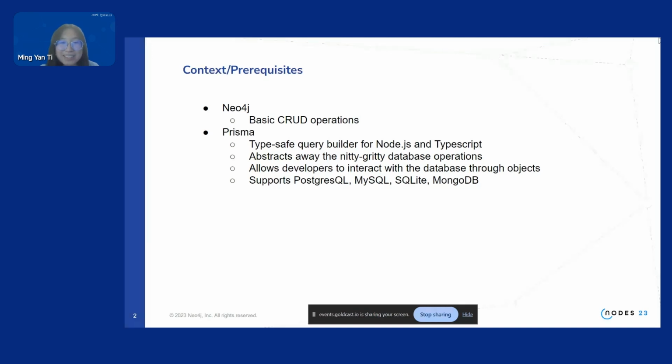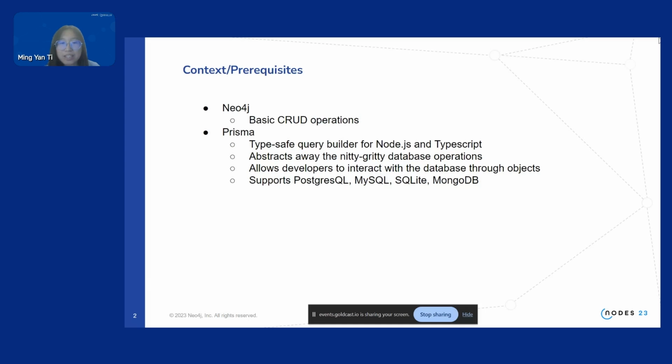So just some context. In order to follow along, you would need some really rudimentary basic knowledge of Neo4j, basically how to create, read, update and delete. And for Prisma, some of y'all might not know what it is, but it's basically an ORM builder for Node.js TypeScript. Usually developers have to write actual SQL, or like with Neo4j we have to build our own queries. Using ORM libraries, you wouldn't need to do that.